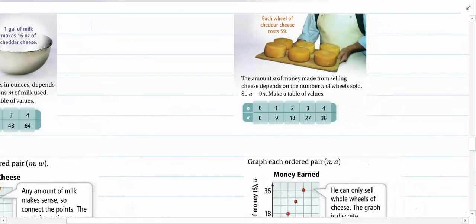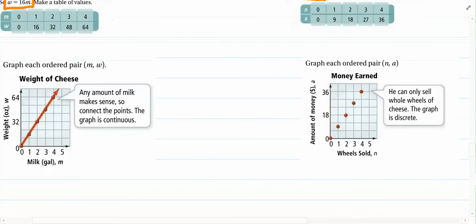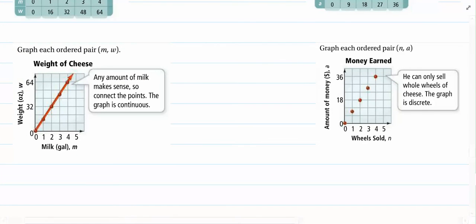Okay, over here, it says the amount A, money made from the selling, depends on the number of wheels sold. So the amount is equal to 9N. Make a table of values. So if I sell 0 wheels of cheese, then I make $0. If I sell 1 wheel of cheese, I make $9, and so on and so forth. Let's take a look at their graphs. By the graphs alone, you should be able to tell which one is continuous and which one is discrete.